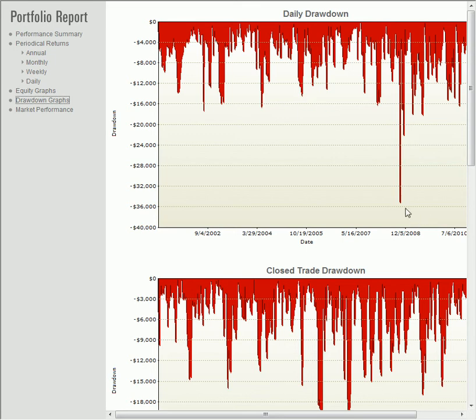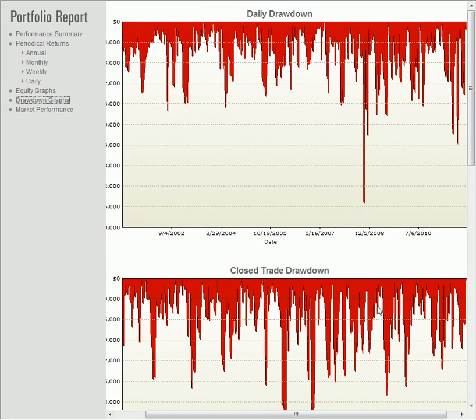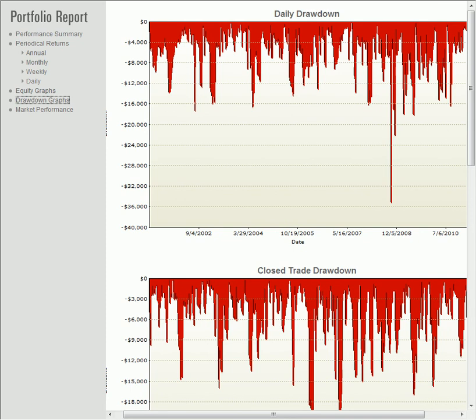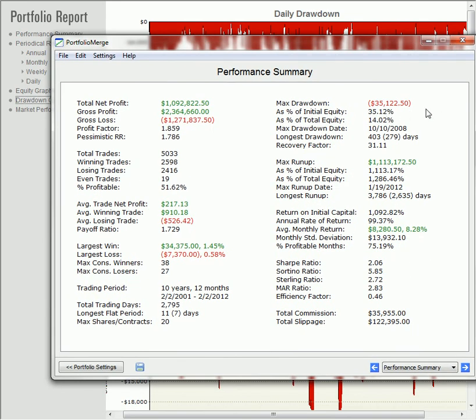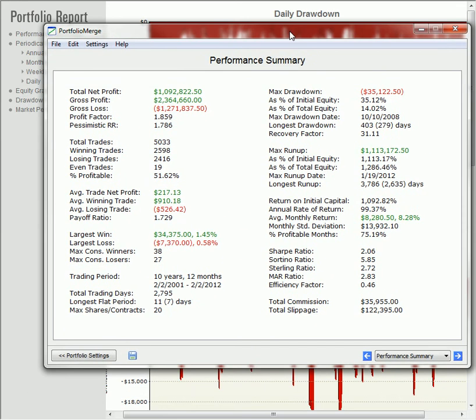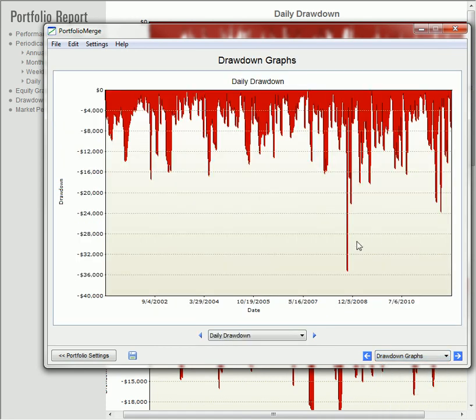The maximum drawdown was $35,000. But as you can see, that really just occurred in late 08. The rest of the time, the max drawdown is essentially $16,000. So even though this reads $35,000 in maximum drawdown, as a percentage of total equity, it's only 14%. In other words, that maximum drawdown was only 14% of the equity portfolio at that time. But if you go back over here, you can go to drawdown graphs, and you can see.